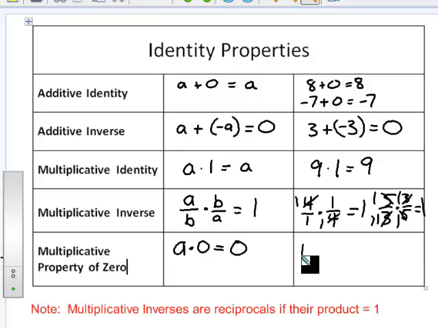Take the number 1,235,692 and multiply it by 0. What do I get? 0. Okay? And those are your identity properties. Remember, the multiplicative inverse is another name for the reciprocal of a number. And multiply a number by its reciprocal, the product is equal to 1.